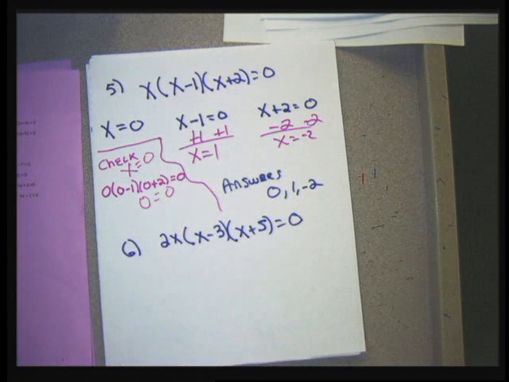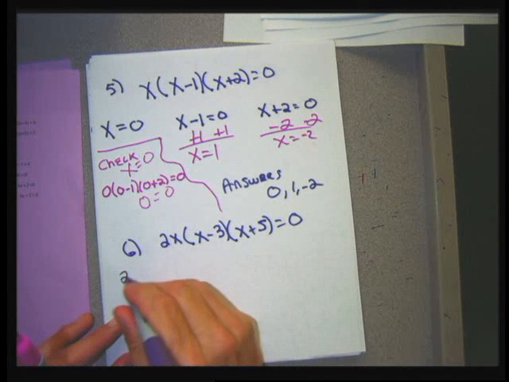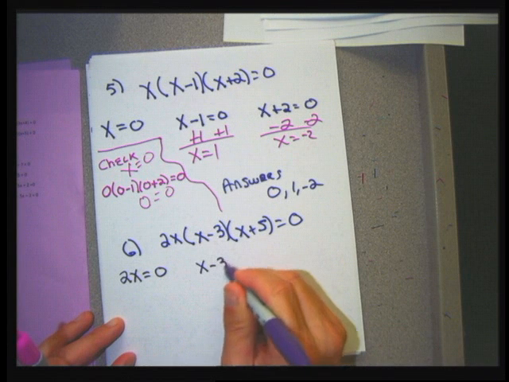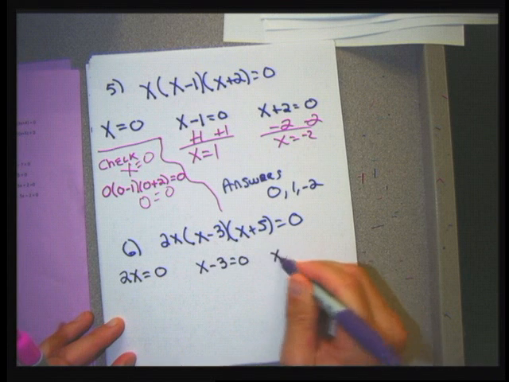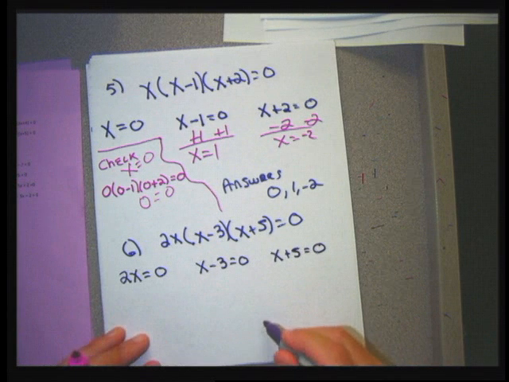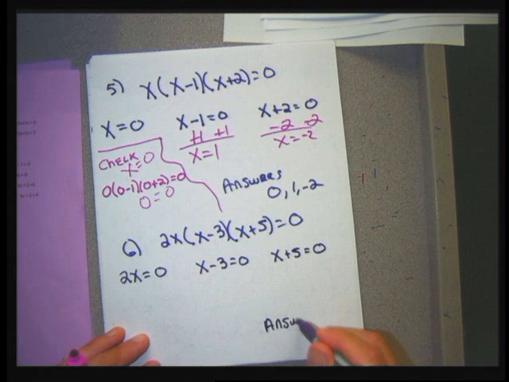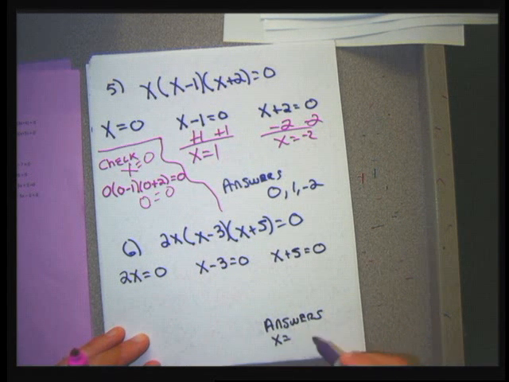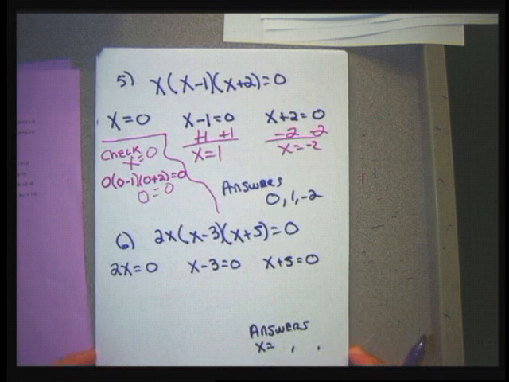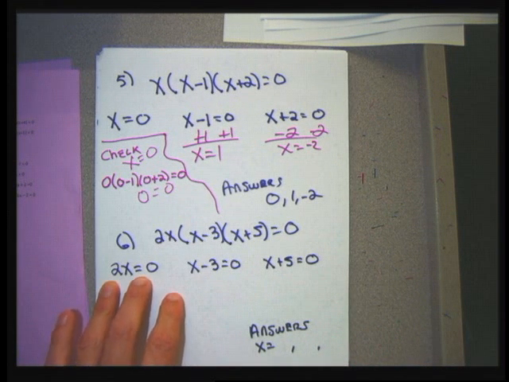6 is similar, but 6 is in some sense easier. It's also going to have 3 solutions. And each of the 3 solutions will also check. What do you get for when you set the 2x equal to 0?